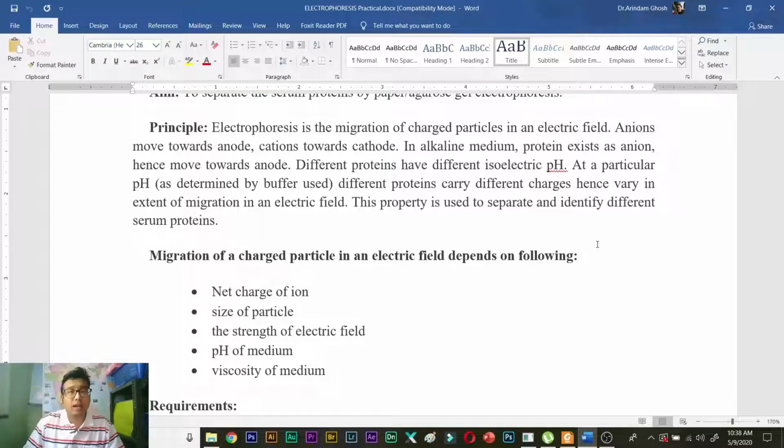That different charge will lead to what? It will lead to differential movement in the electric field. We will use this principle. A different protein will have different charges, and different charges will move at different speeds. So we will use this method, and we will give some time.